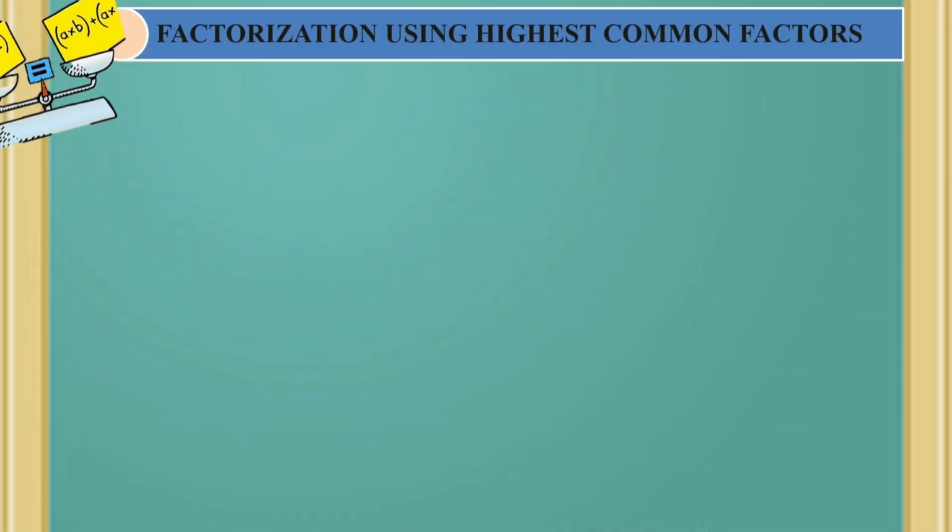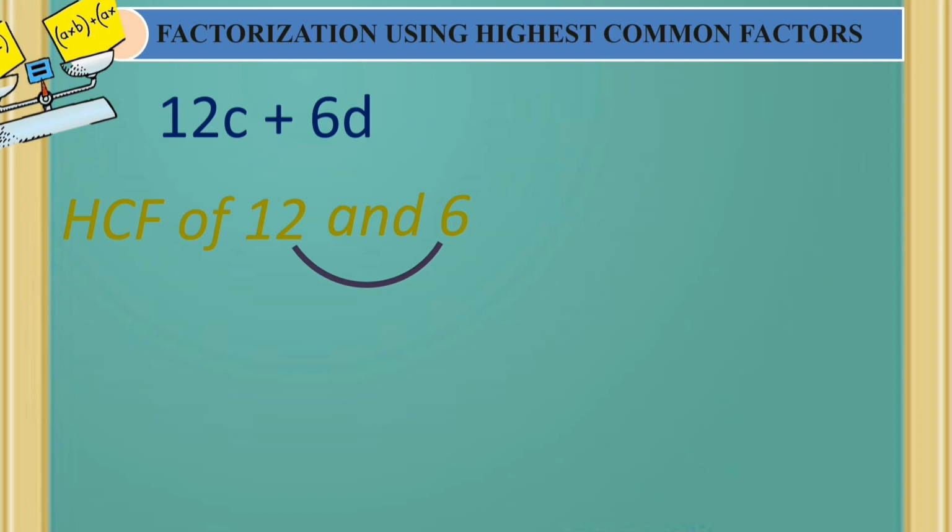Here is an example. Factorize 12c plus 6d. Note that there is no bracket in this expression, so we call this type of expression a linear algebraic expression. So how do we factorize this? First, look for the HCF of the numbers that are present. In this case, we'll find the HCF of 12 and 6. The HCF of 12 and 6 is 6. This is the number that can divide 12 and 6 with no remainder.